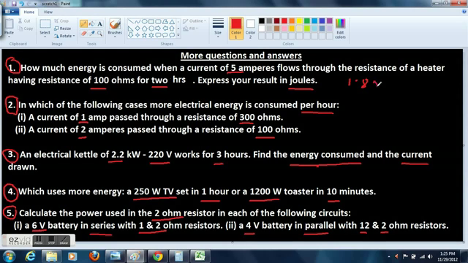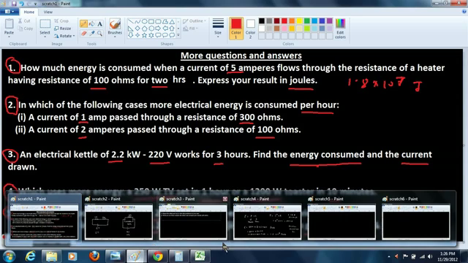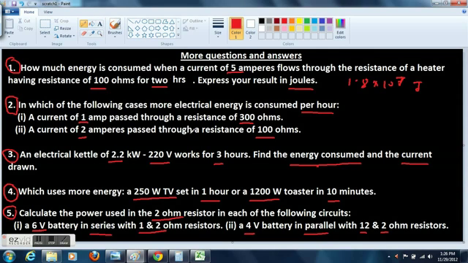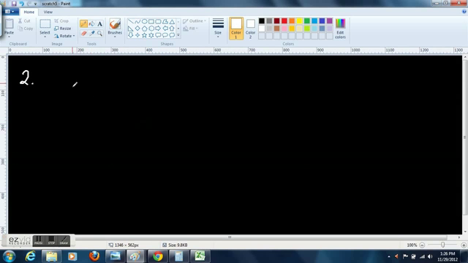Now let us solve the second problem. I will be talking a little bit fast here, so please listen to me carefully. But these problems are now all coming to be of the same type, so it will not be very difficult. So here we have to find out which of these two uses more electrical energy per hour. The first one is a current of 1 ampere passing through a 300 ohm resistance. So we have to calculate how much energy is consumed in 1 hour.